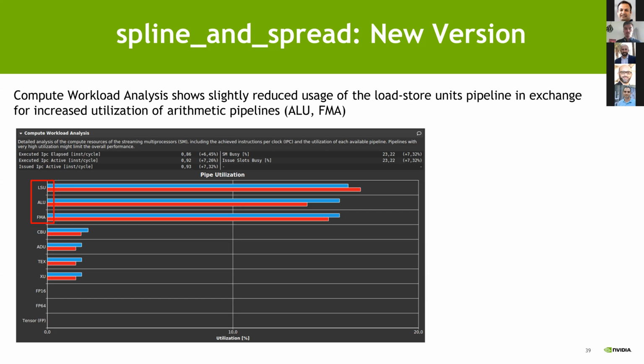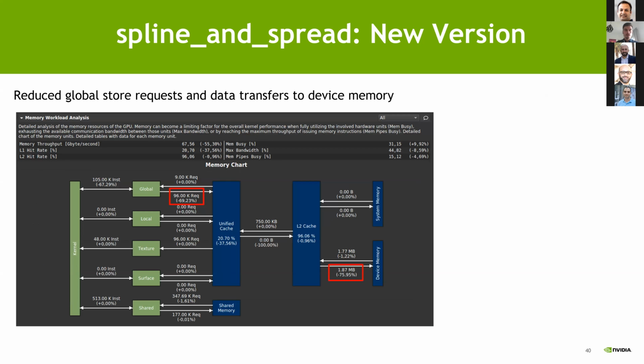So, less utilization of the load store pipeline, but increased utilization of the arithmetic pipelines, which is probably good, since you want to compute something in this kernel, right? It's not for transferring memory, it's for computing. So if you have higher utilization of your arithmetic pipelines like ALU or FMA, that's probably a good thing. As expected, we have much reduced global store requests. They are down by 70%, and the written data is down by about 75% even, because we're not writing this temporary data anymore.